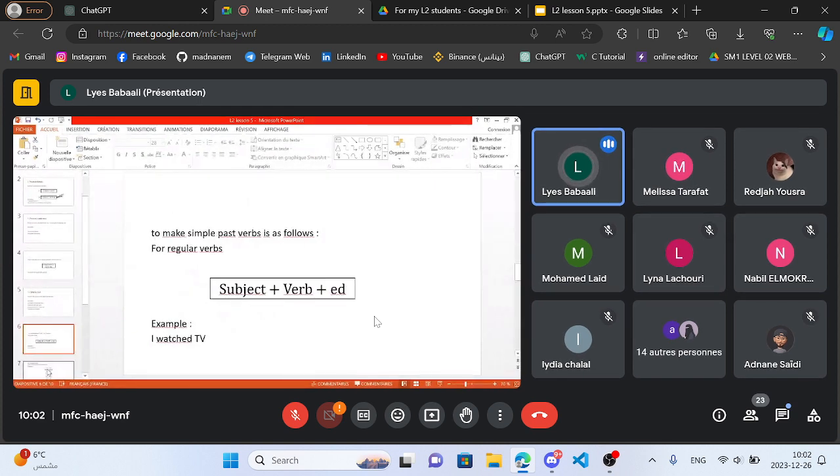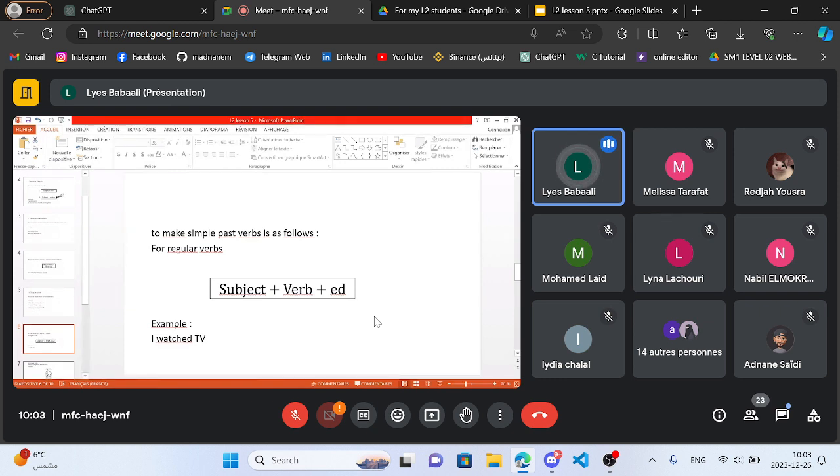To formulate a verb in simple past, it's easy. It's still simple. We only have one thing to consider when we're going to use the simple past tense. We have to ask ourselves: is this a regular verb or is it an irregular verb? If it's a regular verb, it's kind of simple. We use subject, verb plus ed in the end.